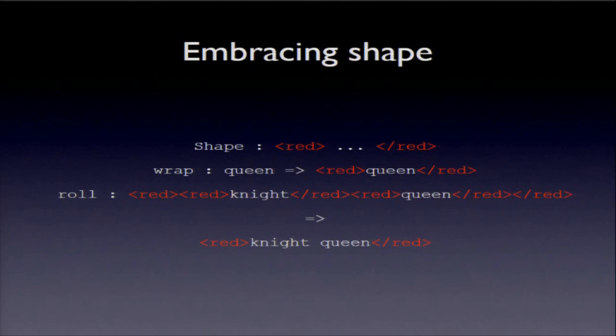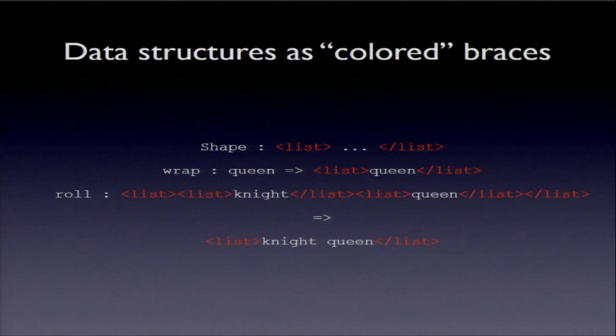Right? So again, all I'm doing is putting some flesh to those words. So we have the tag red, whatever that means. Then we wrap up queen, so that's the red queen. And then let's say we wrapped up knight, and we wrapped up queen, so we have the red knight and the red queen, and we made that whole thing red. Then when we roll it, we just get red of knight and queen. Very simple. It's actually not that scary. Okay?